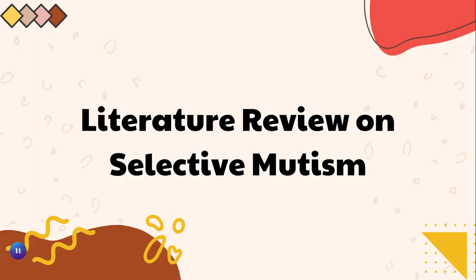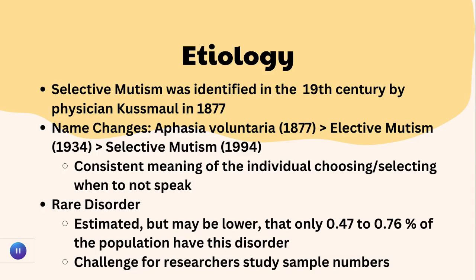So now let's look at the literature review on selective mutism. Starting with the etiology, selective mutism was identified in the 19th century by a physician named Cosmo in 1877. There have been a few name changes. Starting in 1877, it was named aphasia voluntaria. Then in 1934, it was called elective mutism. Then in 1994, it was called selective mutism, which is what we know it as today. Though there have been a few name changes, it does still have a consistent meaning of the individual choosing or selecting when to not speak.